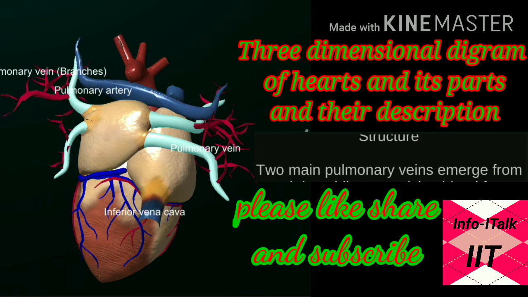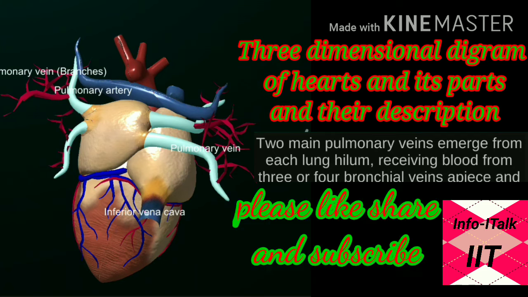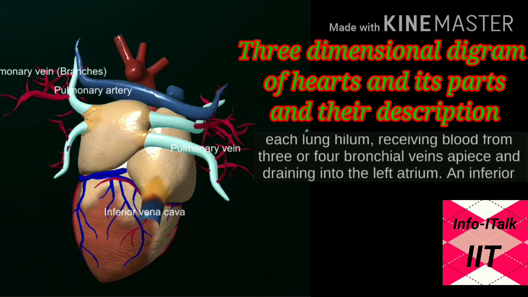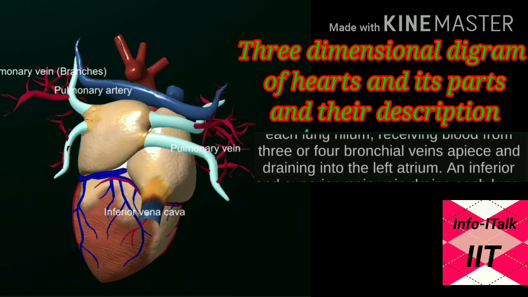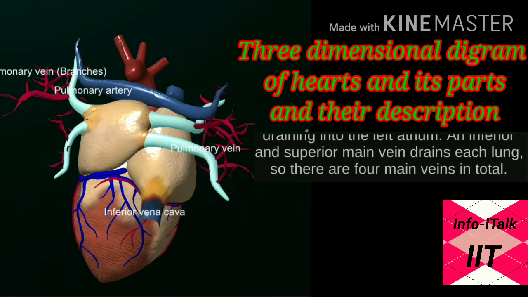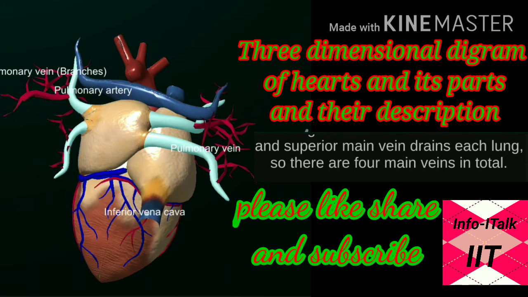Structure. Two main pulmonary veins emerge from each lung's hilum, receiving blood from three or four bronchial vein apices and draining into the left atrium. An anterior and a superior main vein drains each lung, so there are four main veins in total.